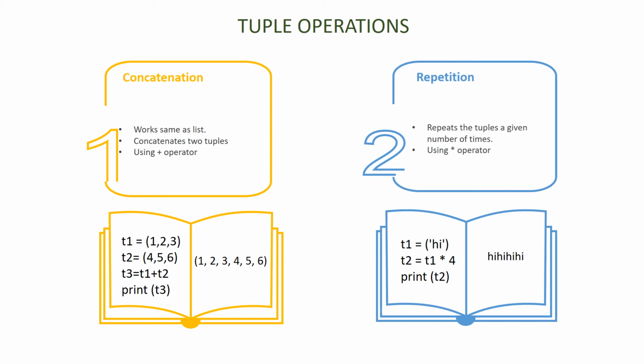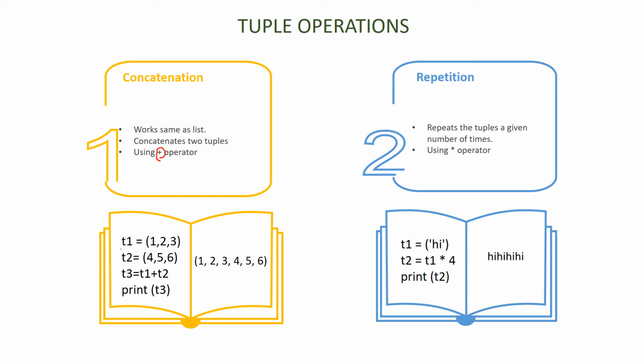Now let us see the tuple operators. Here we have the concatenation, repetition, in operator and the iteration operator. Let us see them one by one. Concatenation works the same as with a list. Here we are going to concatenate two tuples using the plus operator.